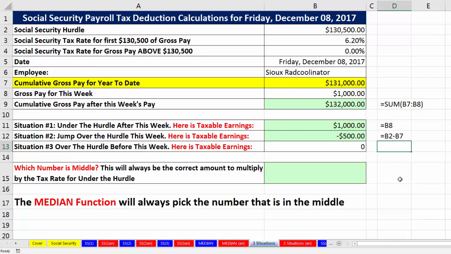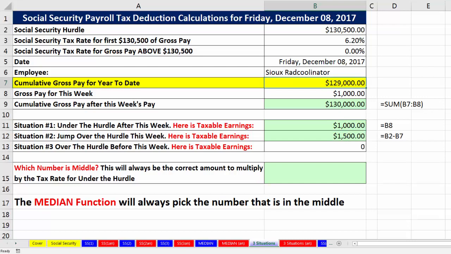Now, we could use the if function, and in fact, most Excel spreadsheets that do payroll calculations, that's what they do. But if we slow down a minute and look at the relationship between these three numbers in all three situations, we're going to recognize a pattern that can help us create a much shorter Excel formula. All right, I'm going to change this back to 129,000. Now look at these numbers. Situation 1, 1,000. Well, these two numbers we wouldn't use, but just look at the pattern. If we were to sort these numbers from smallest to biggest, which one is in the middle? 1,000 is in the middle. 1,000 is in between 0 and 1,500.